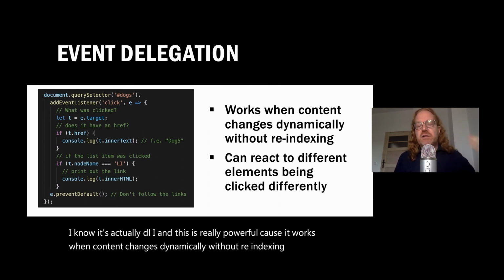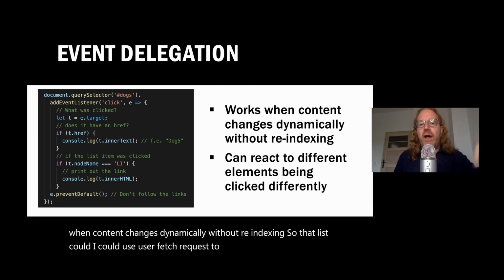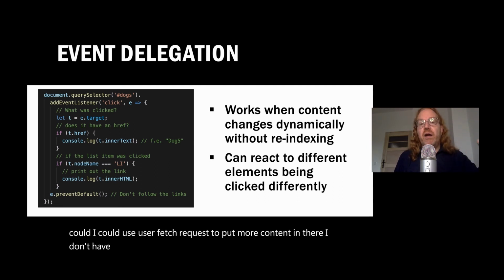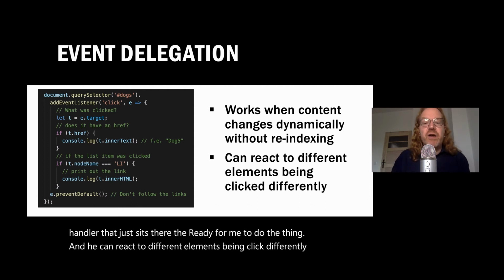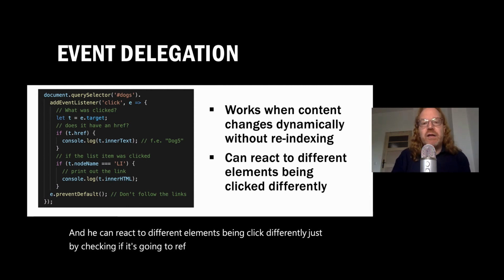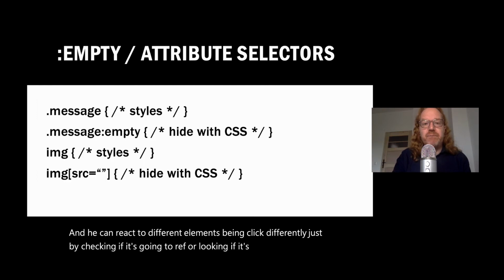So that list, I could use a fetch request to put more content in there. I don't have to re-index it ever again. I have one event handler that just sits there at the ready for me to do the thing. And it can react to different elements being clicked differently just by checking if it's got an href or looking at what the node name of it is.